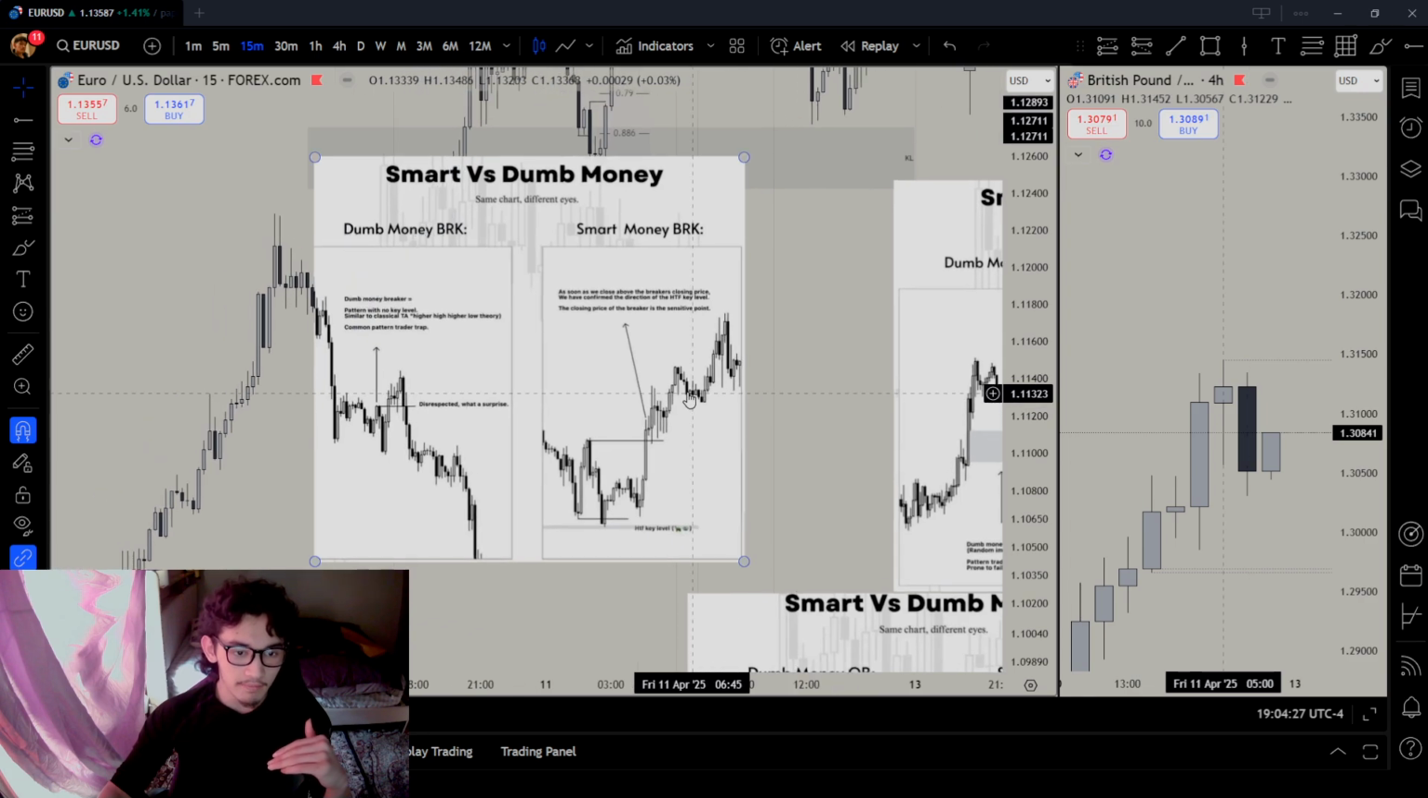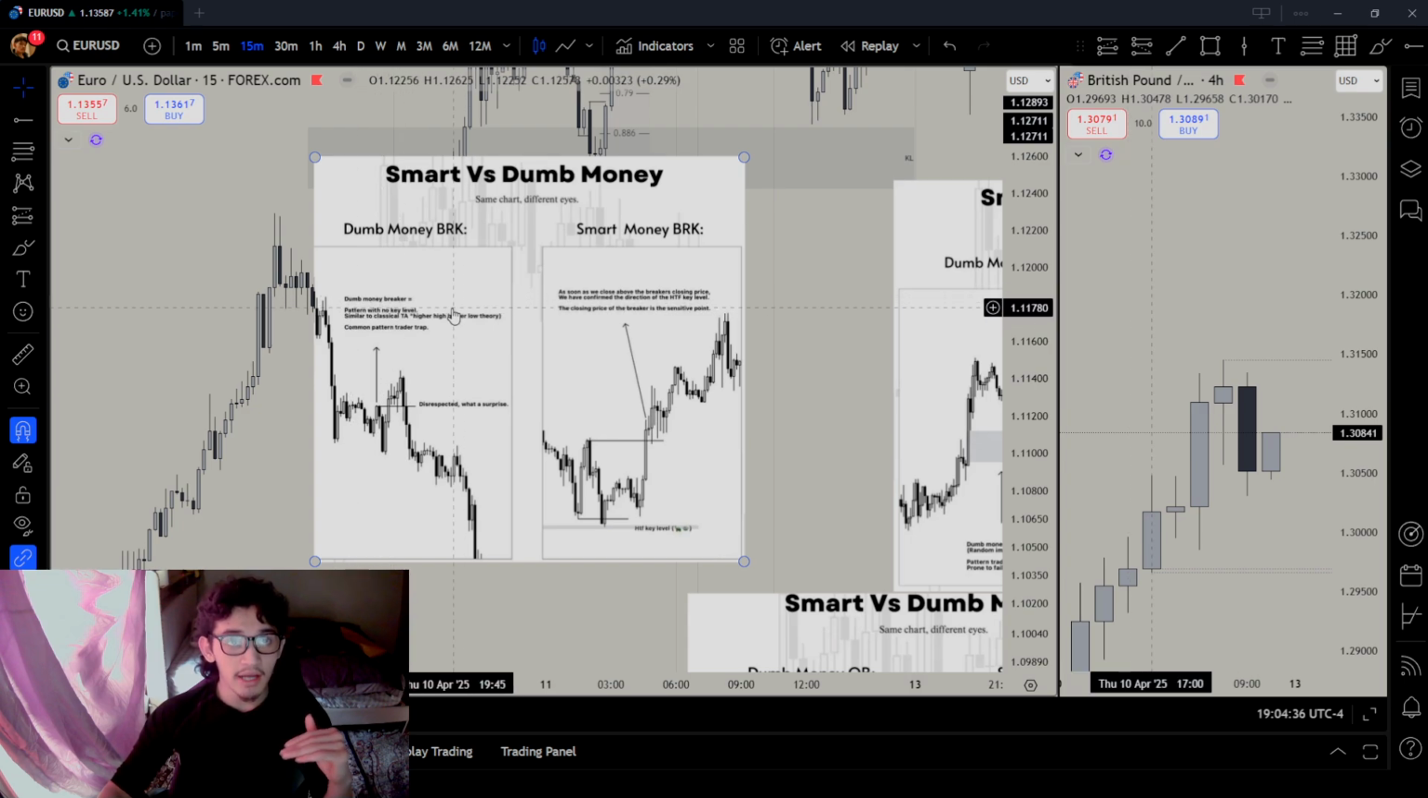A dumb money trader would take it like this, right? Dumb money breaker pattern with no key level. So a dumb money breaker equals a pattern with no key level. This breaker block never tapped a key level.